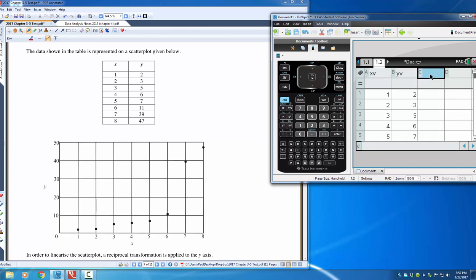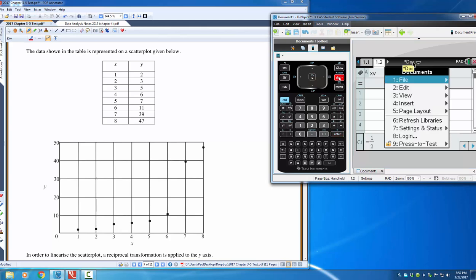So remember, your headings might be a bit different depending on who teaches you and what they like you to do. So I'm going to call this reciprocal of the y variable. That equals 1 over all these y values. So 1 over all of y. Alright, let's get an approximation for that.